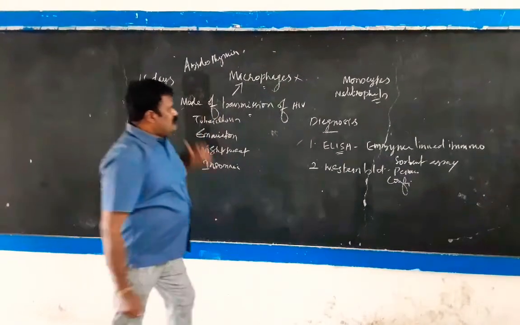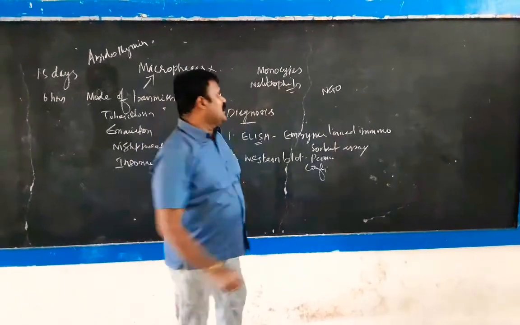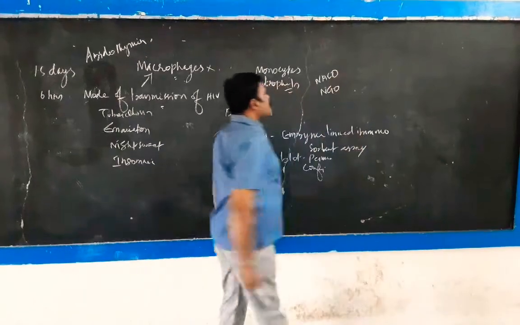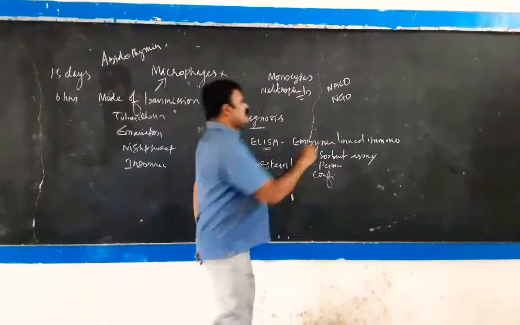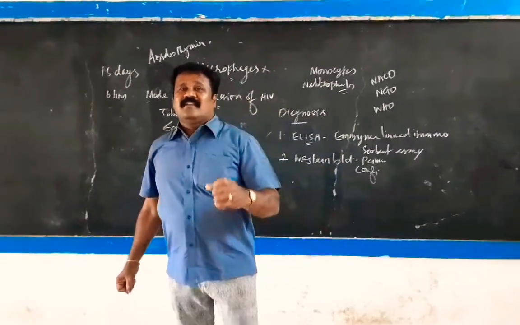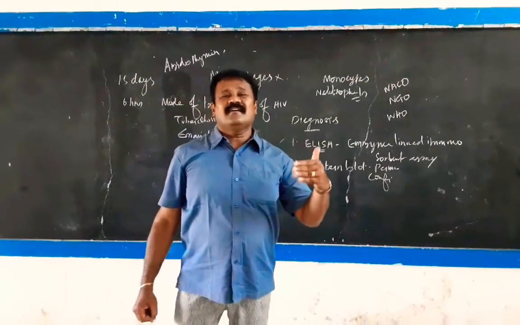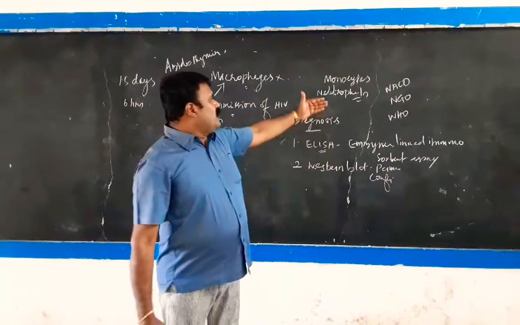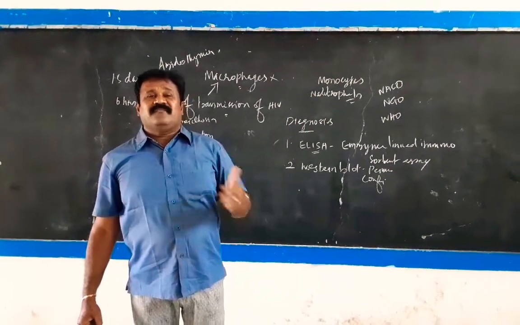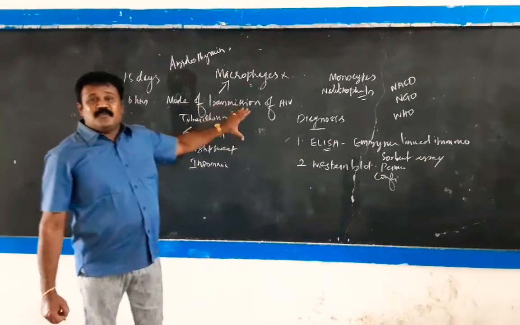So NGOs, non-governmental organizations, NACO, the National AIDS Control Organization, and WHO, the World Health Organization, have recommended precautionary measures to protect the body from the infection of AIDS. We have to follow those measures and safeguard our body from the infection of AIDS. With this, we conclude AIDS as an immunodeficiency disease.